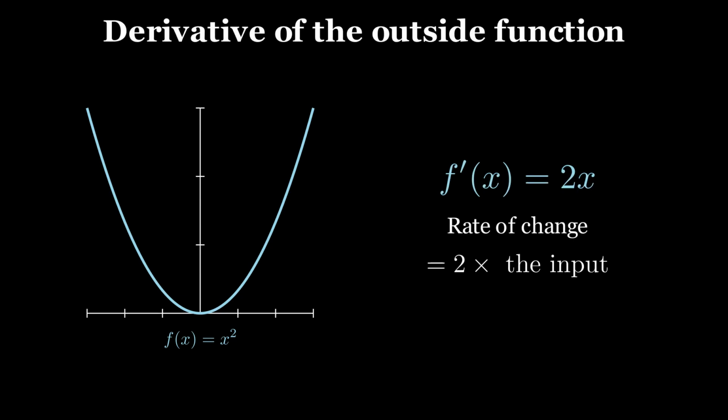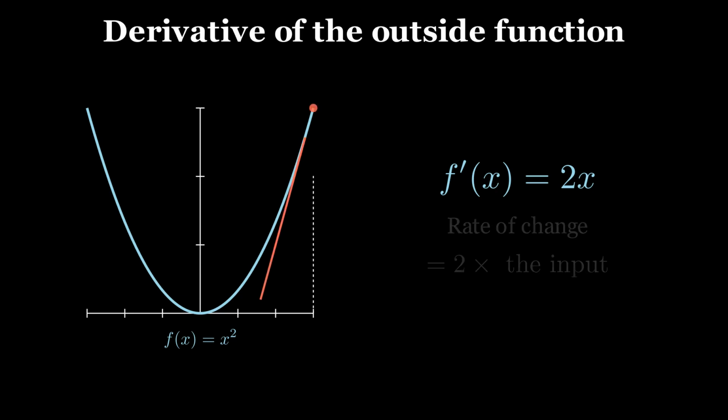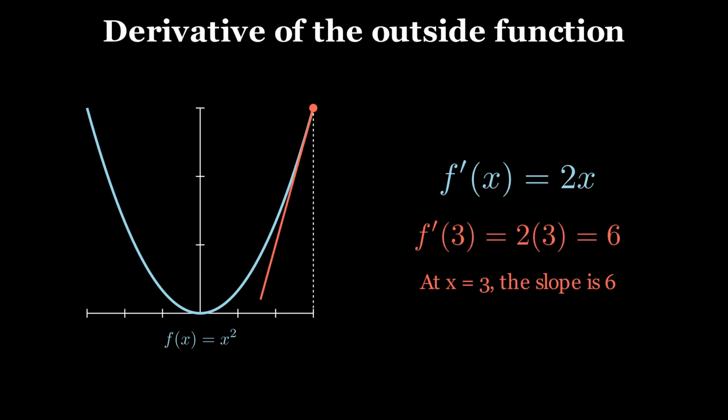And it's really important to understand here that the derivative 2x means that the rate of change, the derivative of x squared, is 2 times the input that you're considering. And in this case, the input is x, right? So let's say the input x is 3. Then the derivative is going to be 2 times 3, which is 6. So the rate of change is 6 at x equals 3. So the input is x.